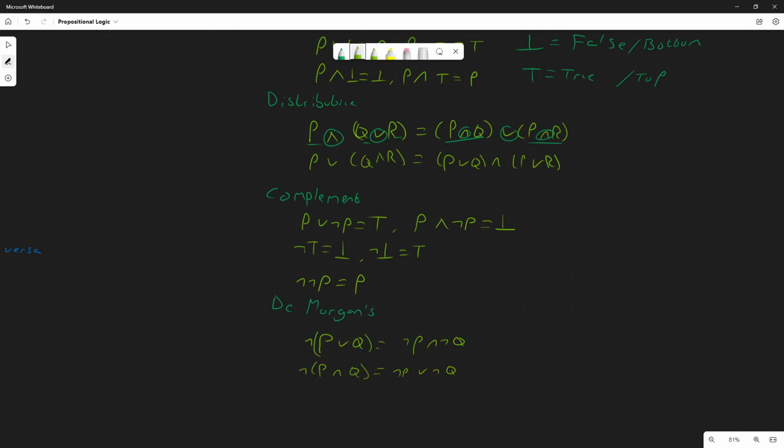We have De Morgan's law, finally, which is that if we have some not (P or Q), then we can split this up, flip the OR into AND, and negate each thing individually. So we see the negation moves here, and the OR turns into an AND. And the same works if you flip the OR and the AND, which is what the second row is. So those are our laws.